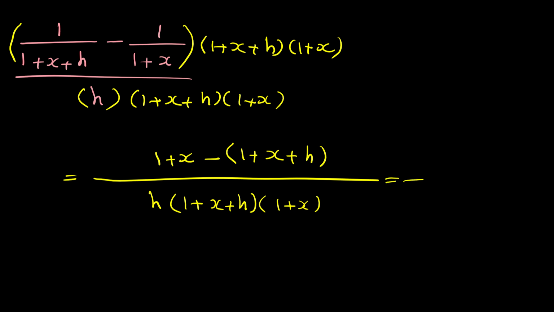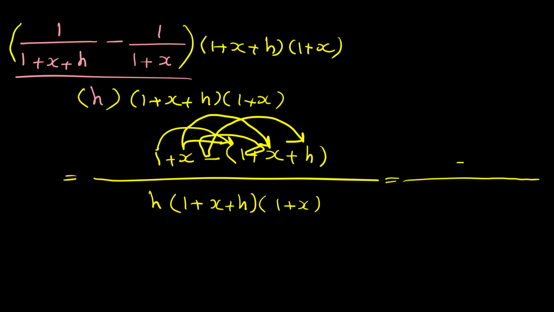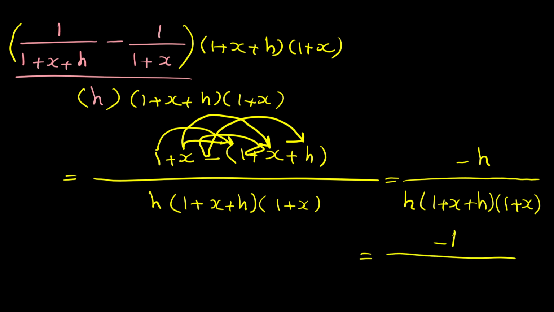In the numerator, if you pay attention, we have 1 minus 1, which is 0. X minus x is 0. So in the numerator we only have negative h. So negative h all over h times 1 plus x plus h times 1 plus x. If you notice, h is common between numerator and denominator. So this h with this h cancels. The final answer is negative 1 over 1 plus x plus h times 1 plus x. And this is the final answer for this question.